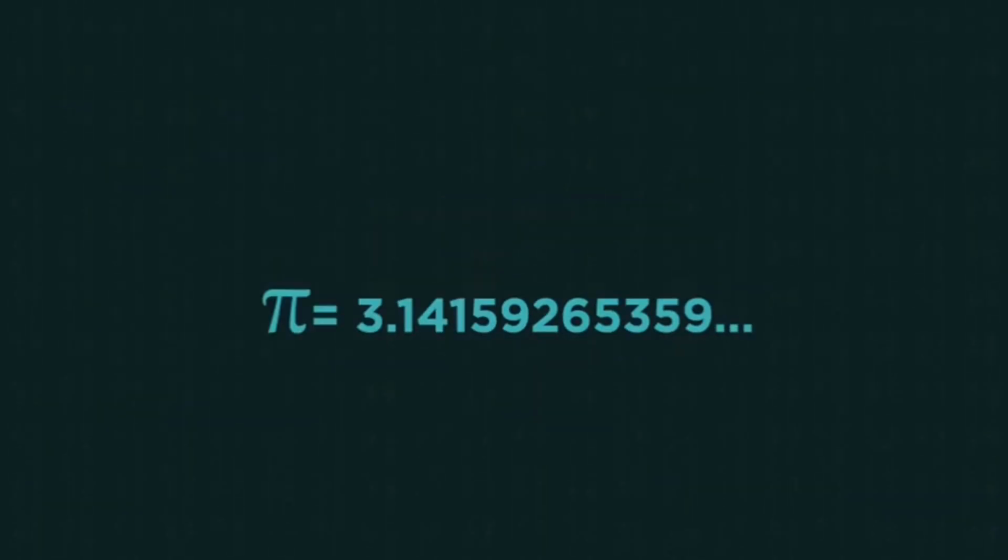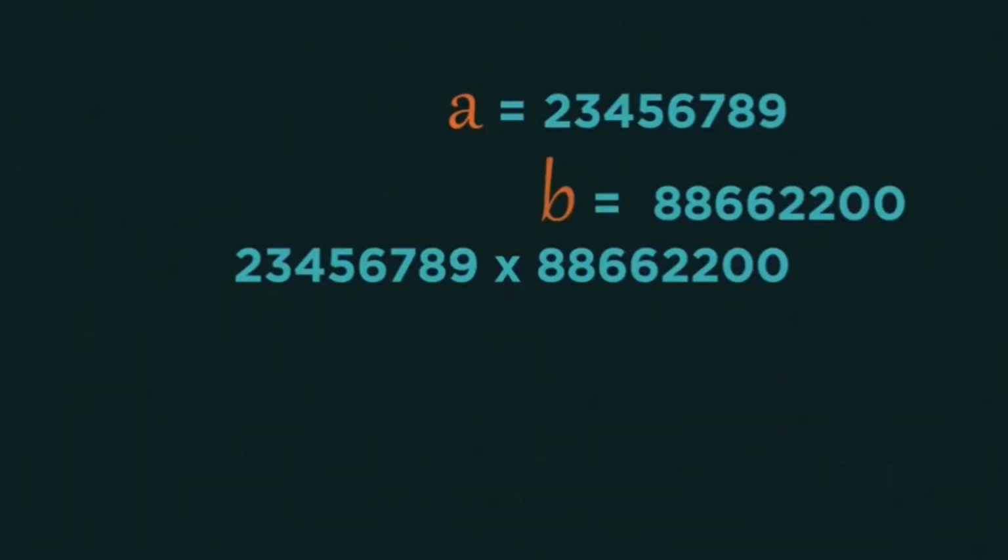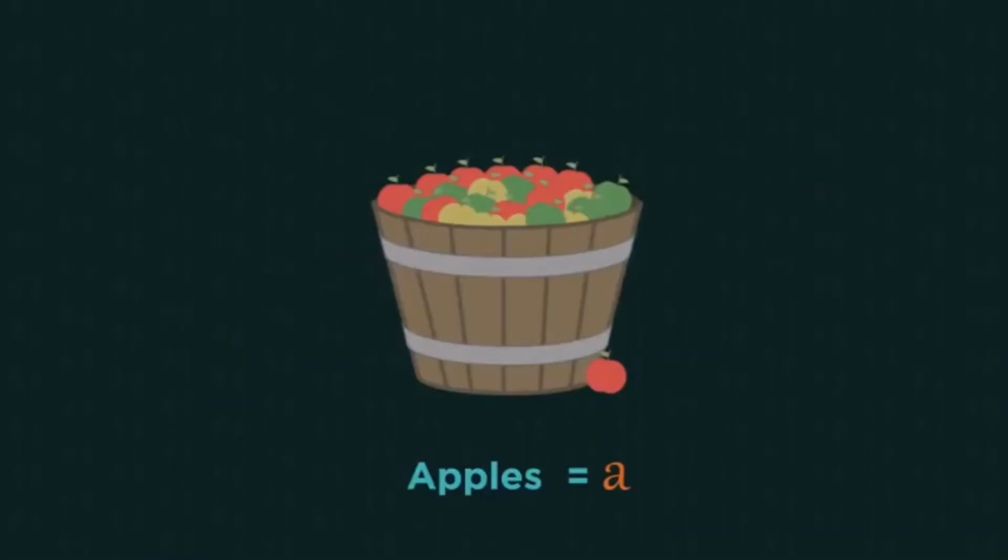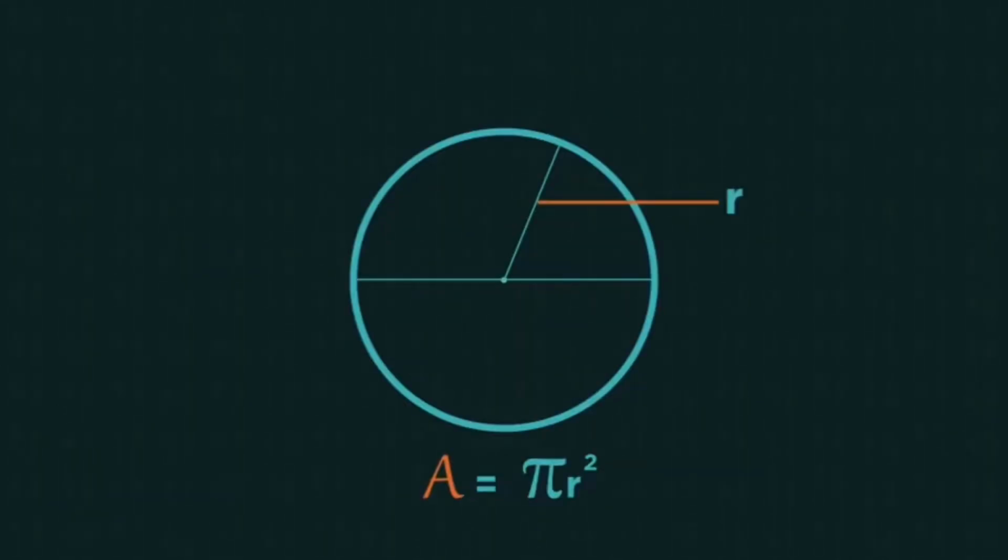Like pi, which is 3.14159 and so on, which makes calculating much easier. Instead of writing out the whole numbers every time, we can just say A multiplied by B instead. Much easier. A big reason for using symbols instead of numbers is that the symbols, or variables, can represent unknown quantities, and for showing formulae, like the area of a circle.